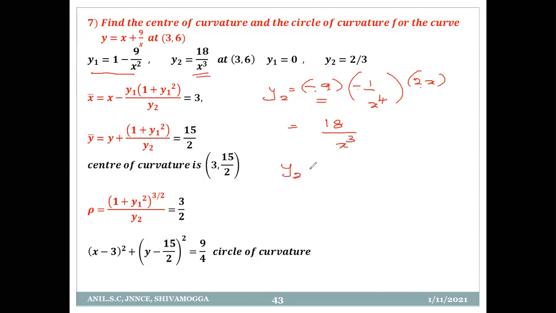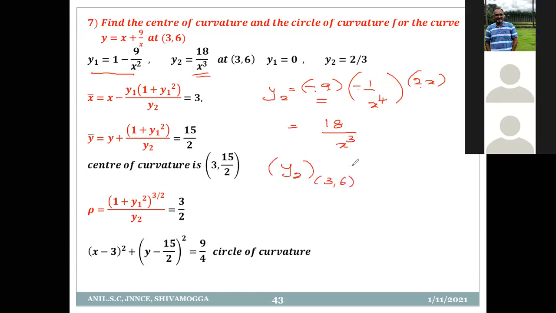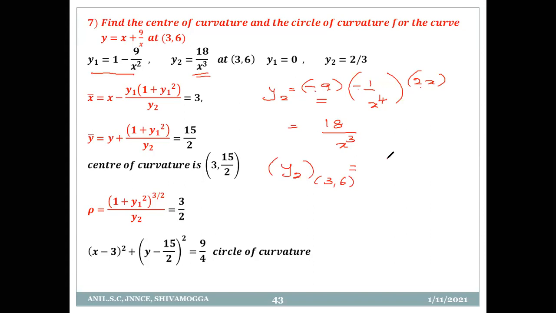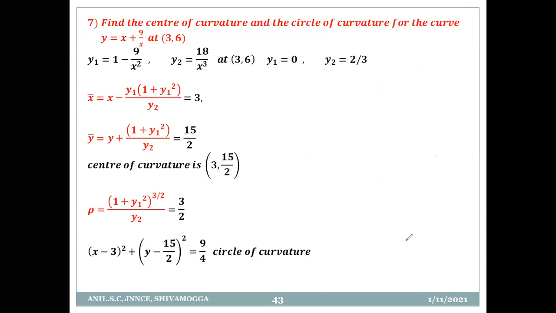And this derivative is also required at the same point whose x coordinate is 3 and y coordinate is 6. Substitute. That is 18 divided by x cube. 3 cube is 27. Both are divisible by 9. 18 is divisible by 9 2 times and 27 3 times. That is 2 by 3. y2 is equal to 2 by 3. y1 is 0 and y2 is 2 by 3.